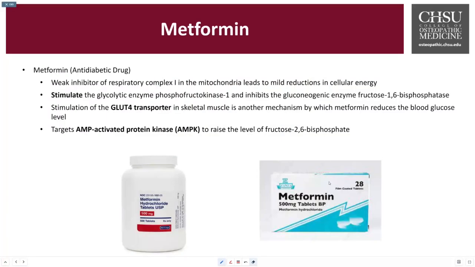One clinical application is metformin. Metformin is an anti-diabetic drug, which is considered a weak inhibitor of respiratory complex 1 inside the mitochondria. This can lead to mild drops or reduction of cellular energy. The way this drug works is that it stimulates the glycolytic enzyme phosphofructokinase 1, PFK1, and inhibits the gluconeogenic enzyme fructose 1,6-bisphosphatase, thereby also stimulating more GLUT4 transporters inside the skeletal muscle, which is also alleviating more sugar out of the blood plasma.